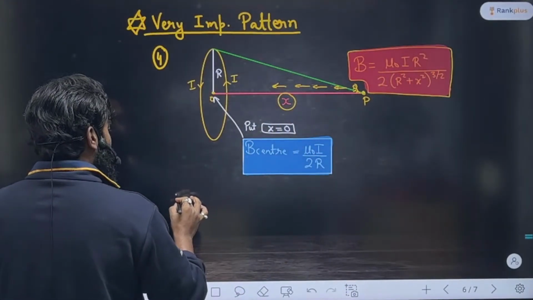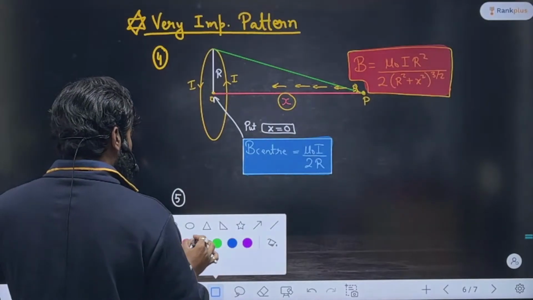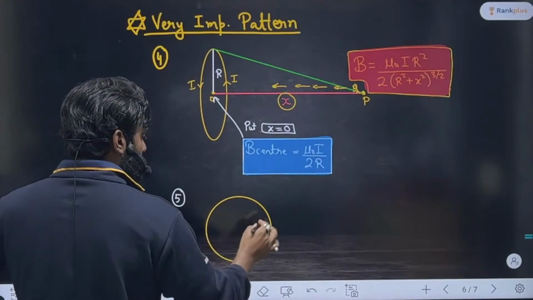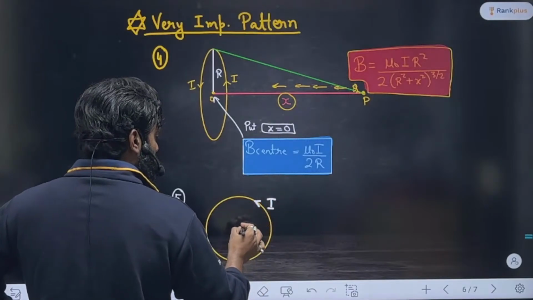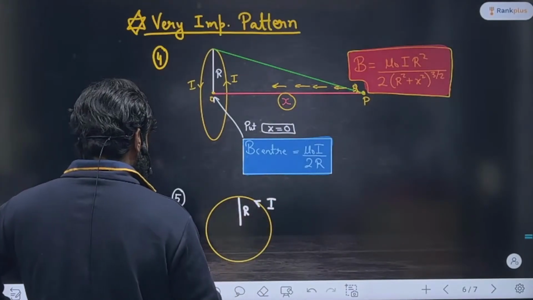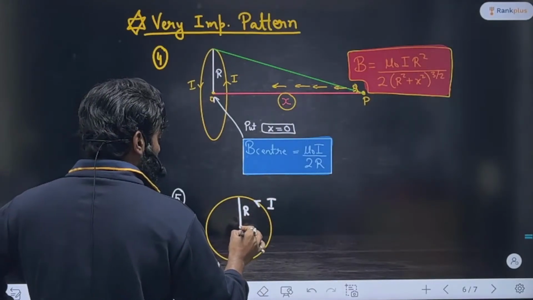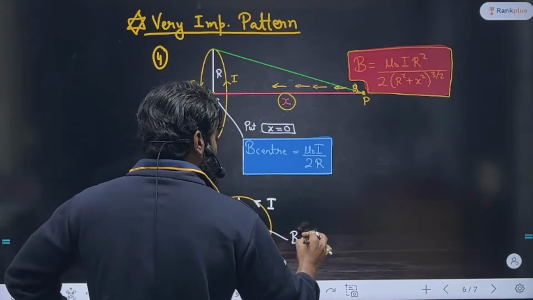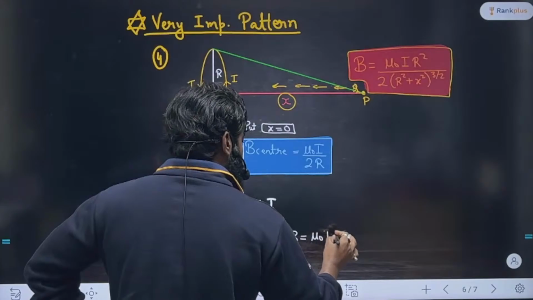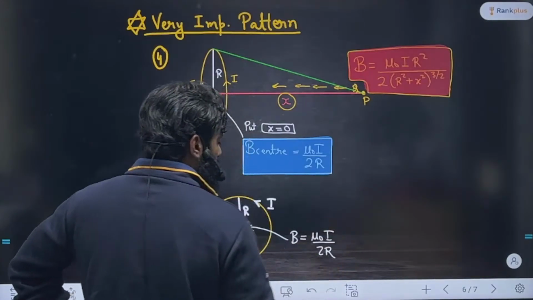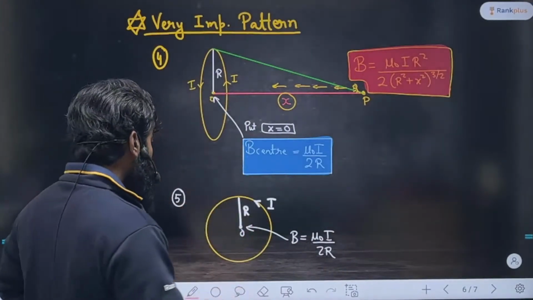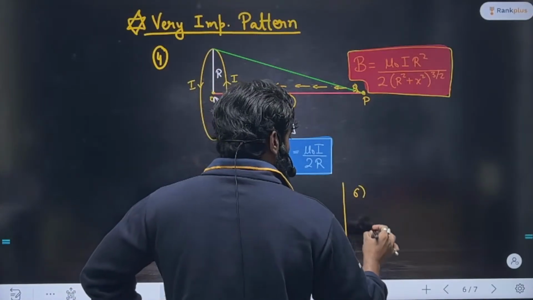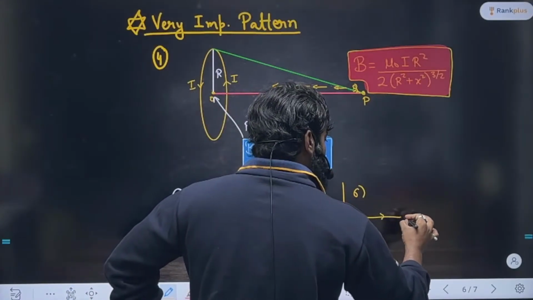What if I'm having a circle here? If this is a circle, there is a current I, the radius is r, and if somebody is asking me what is the magnetic field at this O point, so the magnetic field at this O point will be equal to mu naught I divided by 2r, right? Very simple.